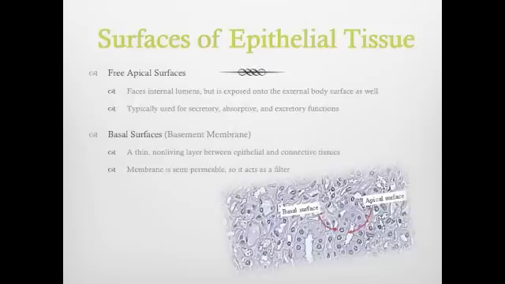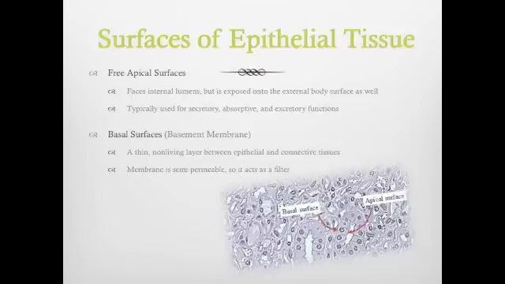The top and bottom layers of the epithelial cells are known as the free apical surface and the basal surface. The free apical surfaces are the top layers that face lumens, which are spaces inside tubular structures. Even though these surfaces are inside the body, they face externally. So an example would be the intestines.